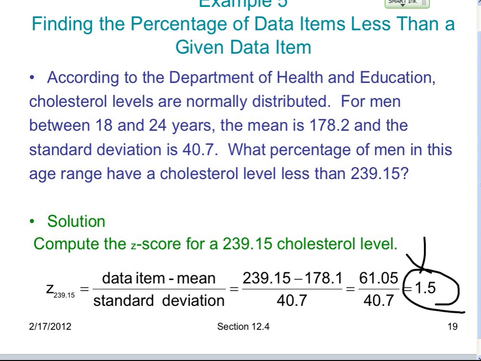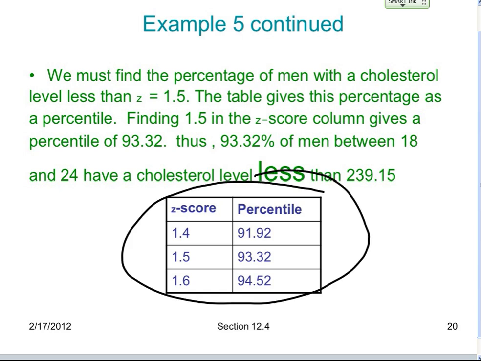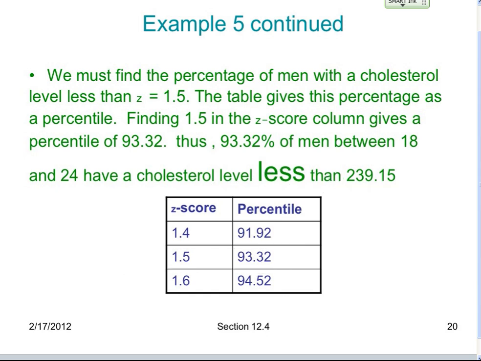Once you get a z-score, you're going to look at the table on page, I believe it's 719. Could be 720, I don't remember, but it's one of those pages. This is a portion of that table. So we look for our z-score, which is 1.5. It'll give us our percentile, and this tells us the percent that are going to be less than the data item we got the z-score for. So 93.32% of all men have a cholesterol level less than that data item.